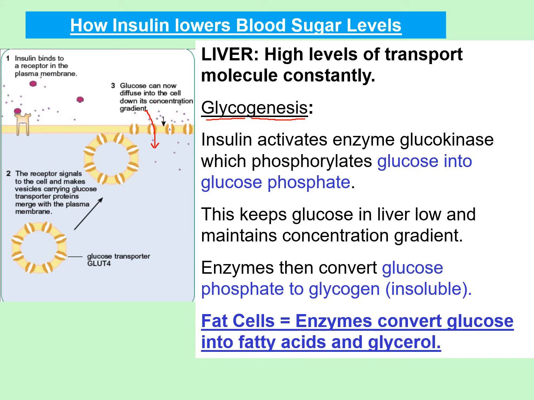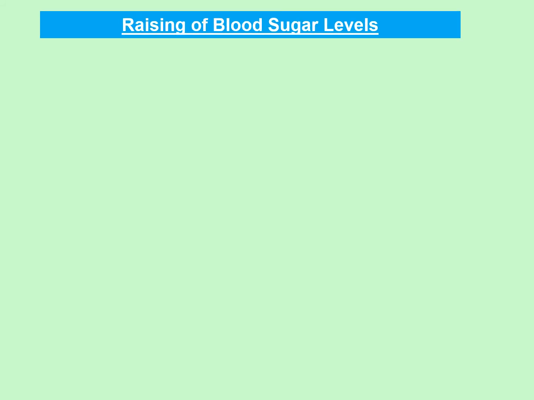So the insulin activates an enzyme called glucokinase, and that converts glucose into glucose phosphate, and then that allows it to convert into glycogen, but you don't need to know the stages of that. And then the last bit, fat cells' enzymes will also convert glucose into fatty acids and glycerol. So what you just need to know is that insulin, by attaching to the cell plasma receptors, will cause the enzymes to be activated that do that conversion of glucose into glycogen, i.e. glycogenesis, and also glucose into stuff like fats and amino acids.